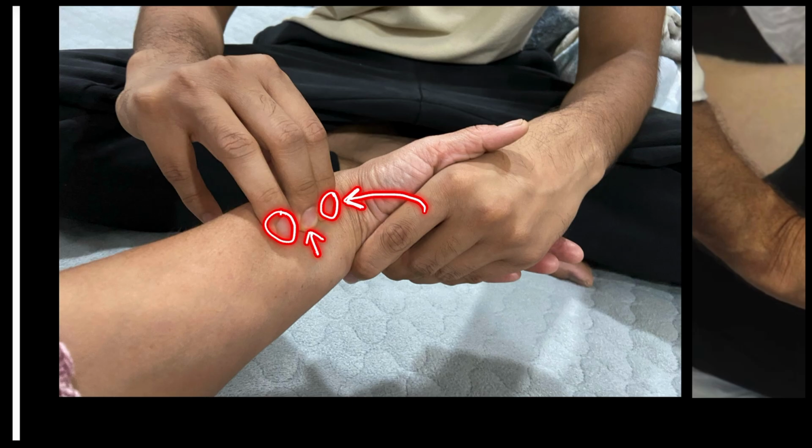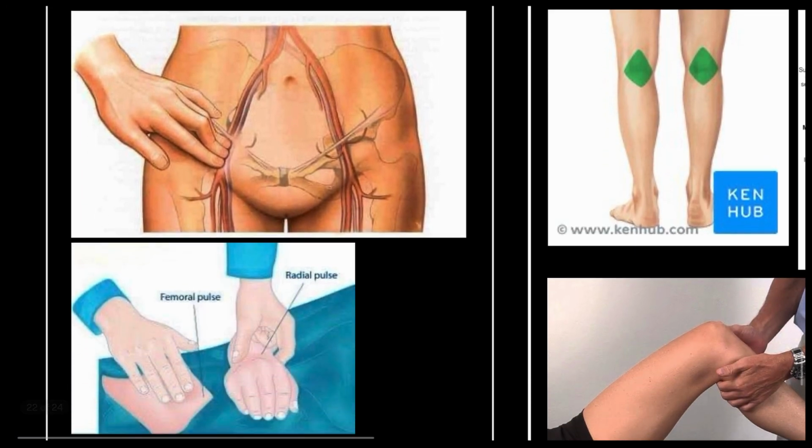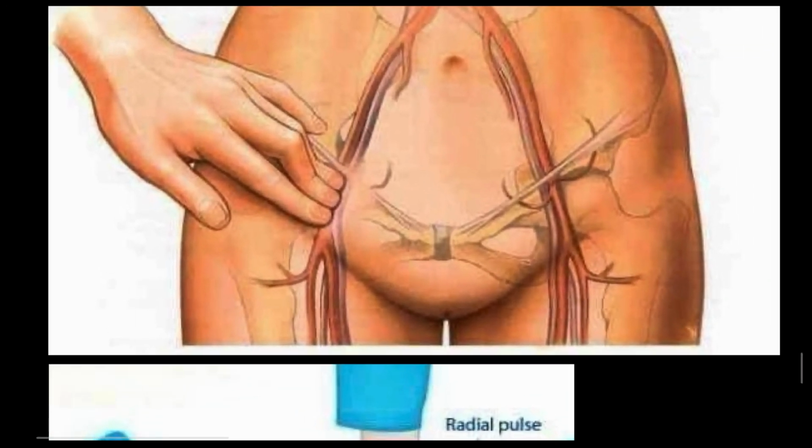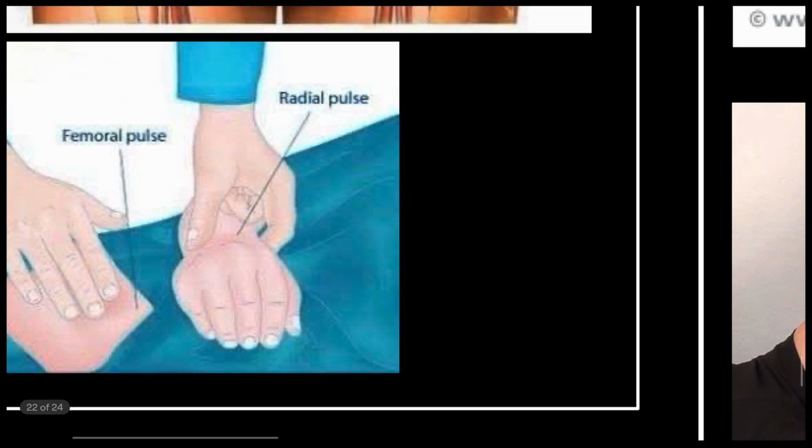You need to palpate the pulse on both the hands simultaneously to compare and contrast between the pulses to see if there is any radioradial or radiofemoral delay. Up next, we have the femoral pulse. The femoral pulse is palpated at the mid-inguinal point just below the inguinal ligament. You can palpate the femoral pulse and the radial pulse simultaneously to see if there is any radiofemoral delay.